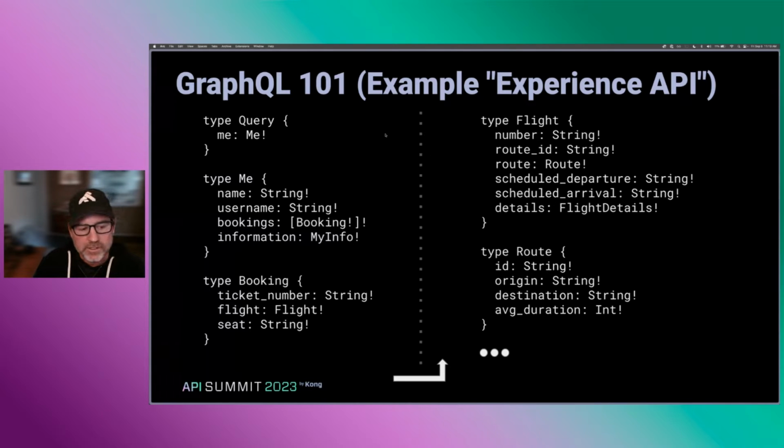And when you dig into here, you can see a booking has a ticket number and a flight. A flight has information like the flight number, or routing information like the origin and the destination, the duration of the flight, the route ID, scheduled departure and arrival times. And the booking also has things like the ticket number and the seat. So what's interesting about this is a client can request any or all of this information depending on their particular needs for their particular view.